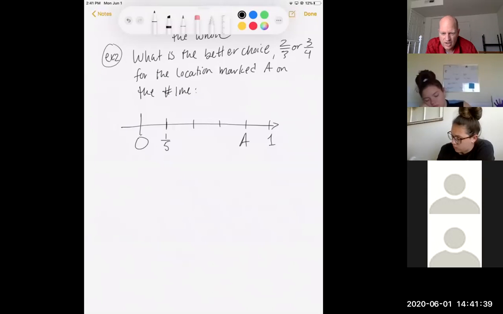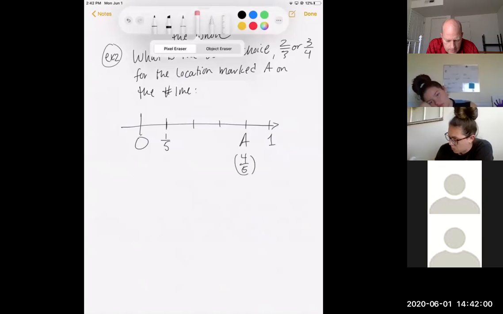Now on the homework, it's hard to do this over without giving you a handout. It's hard to do this over Zoom. So I put A at 4/5. But A is going to be at a certain location, and we don't know where it is on the number line. So we're going to pretend that we don't know where A is here. And we're going to use some reasoning to show which one is closer, 2/3 or 3/4, to our 4/5.